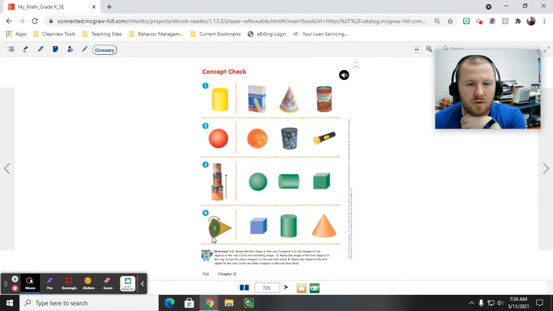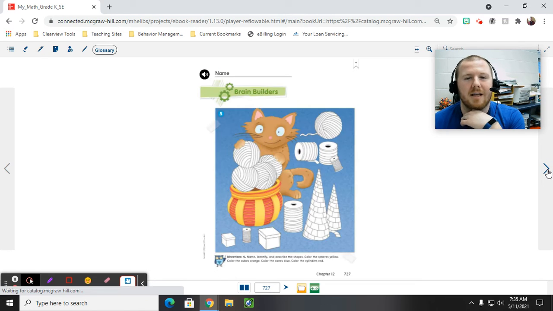And then for number 4, this isn't a stacking. This is a rolling. What can roll? What has rounded sides? What's round? Does this have any round sides? No. Do these 2 shapes have round sides? Yes. So they can roll. Those are ones that you would circle. All right. And let's check out.